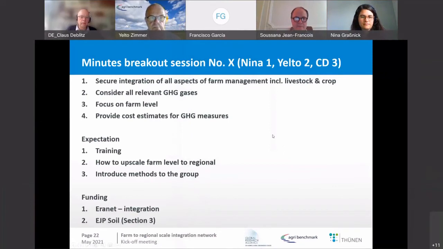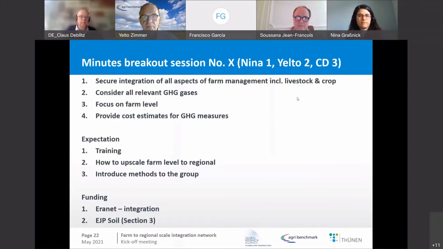Okay, so basically we have four points that have been mentioned as priorities for research. The first one was the integration of all aspects of farm management, especially, of course, the exchange between livestock and crop. The second thing which was mentioned is that we should make sure to consider all really relevant greenhouse gases, not just focus on one, because there are also some trade-offs. Improving on one might cause problems in the other.